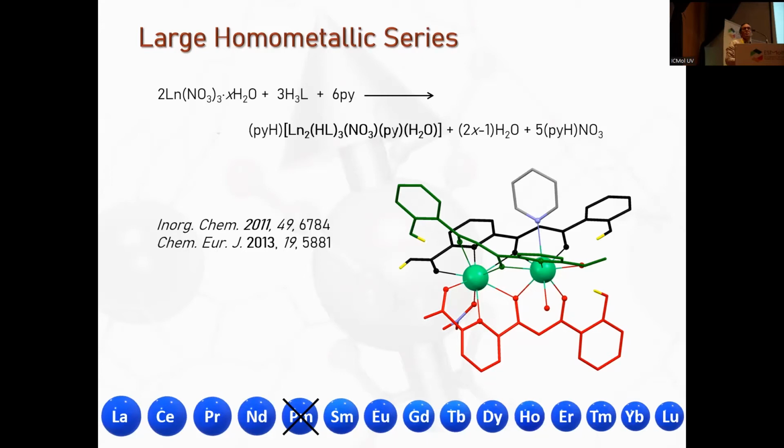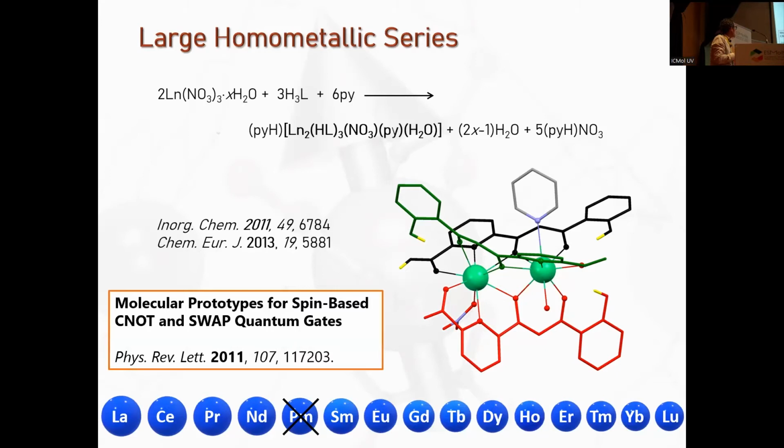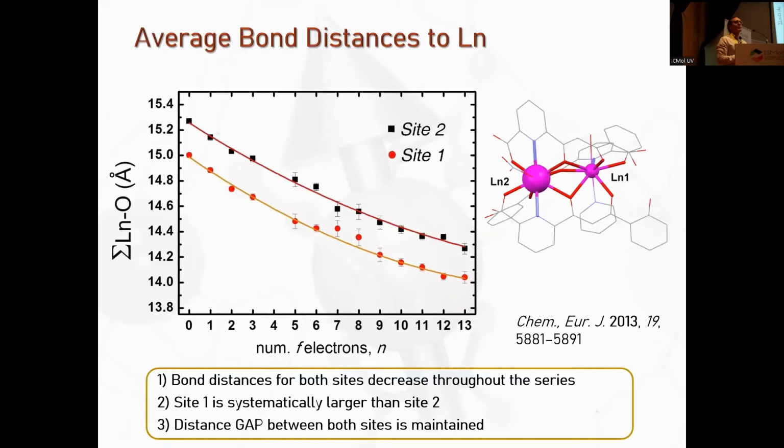So in fact, we showed by studying in detail the case of the terbium, that indeed it gathers the conditions of a good prototype for a CNOT and another two-qubit quantum gate called SWAP, and published that a long time ago. But we could go one step beyond, because as I mentioned, we made an entire series of molecules. And so we were able to study in detail all these structural properties and parameters.